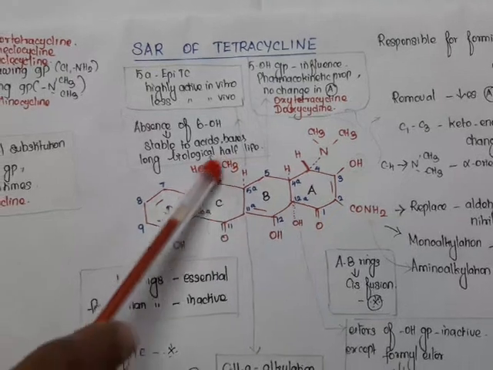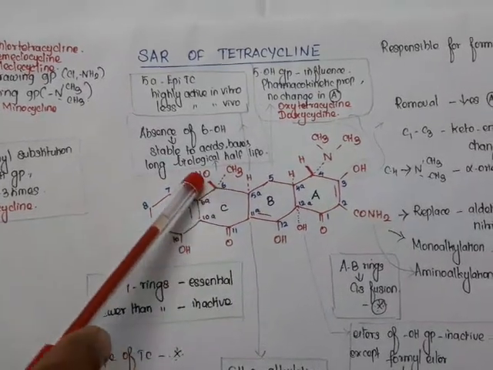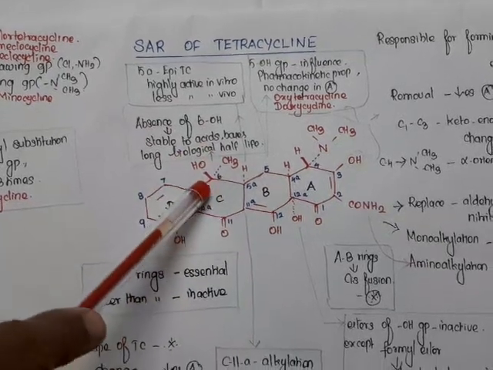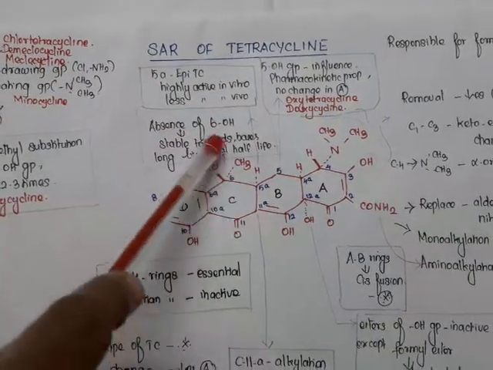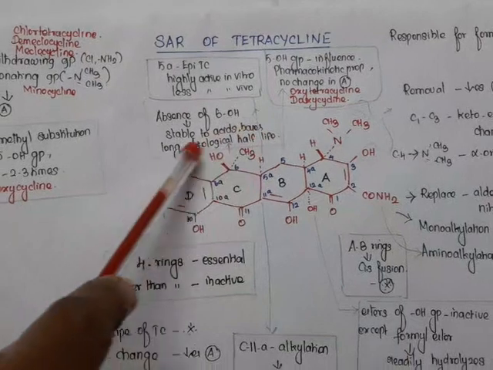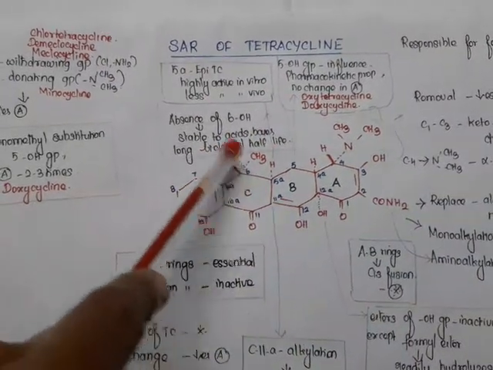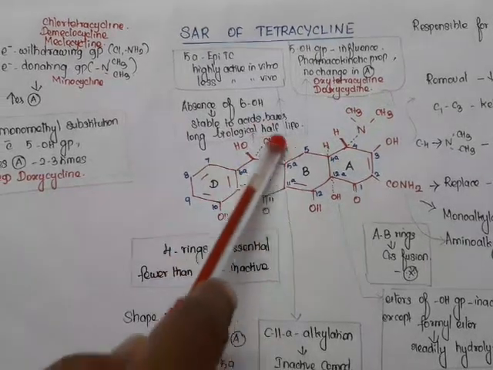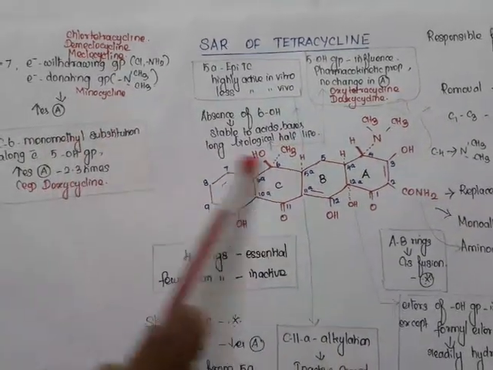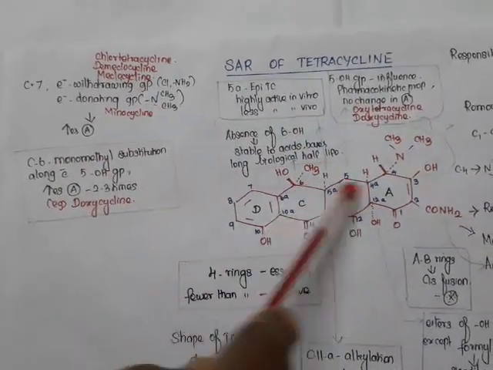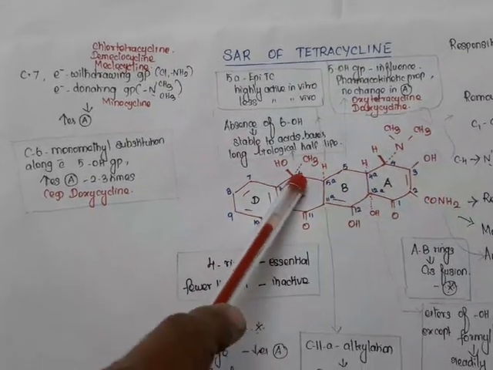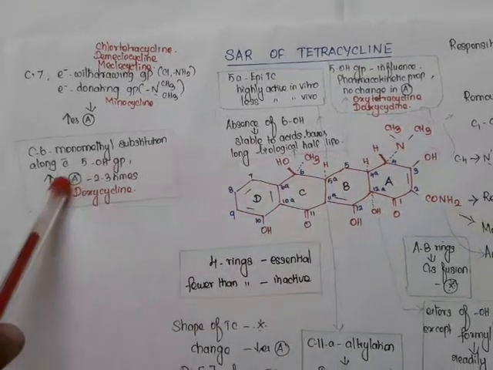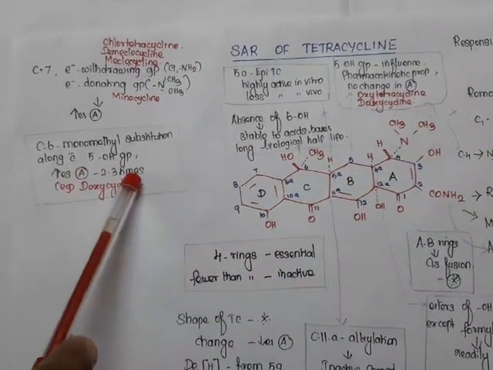Then come to sixth position. Sixth position it is having hydroxy group and methyl group. If the hydroxy group is absent, we are getting a compound that is stable to acids and bases and having long biological half-life. Examples are doxycycline and minocycline. If it is having only methyl, that is C6 monomethyl, only methyl along with the 5-hydroxy group, so 6th position having only methyl group and 5th position having only hydroxy group, activity would be increased 2 to 3 times.